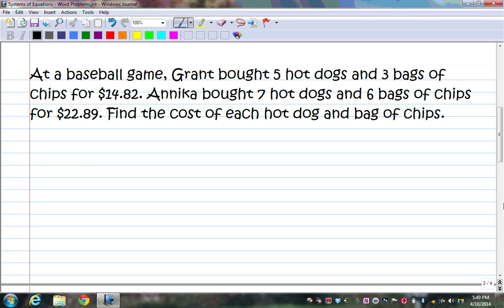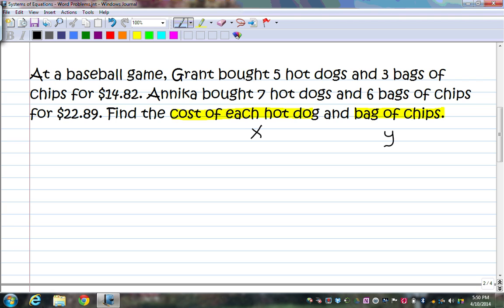Now, you can write let statements if you want to, if that's helpful to you, but what I suggest you do with these type of problems, and really any word problem, go to the very last sentence. It'll almost always tell you what you're solving for. So here, we need to find the cost of each hot dog and a bag of chips. So what we're really looking for is the cost of the hot dog, the cost of the bag of chips. The cost of the hot dogs will be x. The cost of the bag of chips will be y.